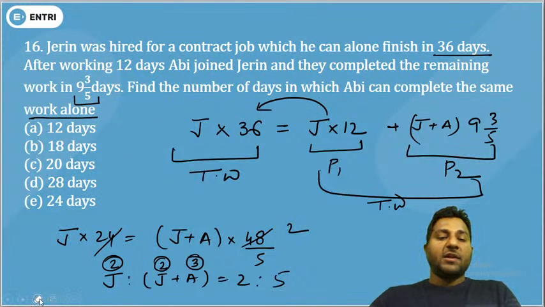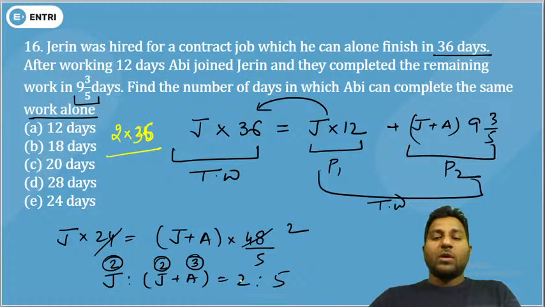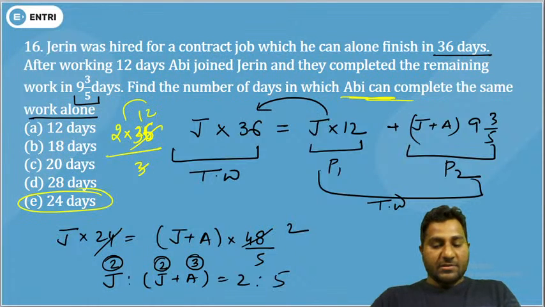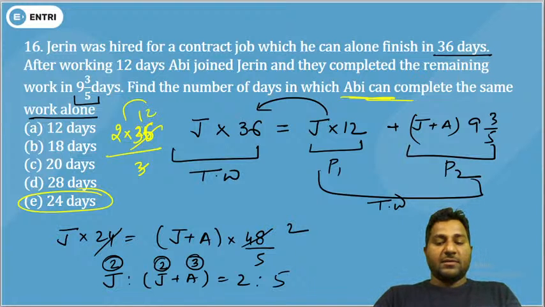Jerin has 2 efficiency, taking 36 days to complete the work. That means 2 into 36 must have been divided with what? They are asking about Abhi completing the same work alone. So Abhi has 3 efficiency. That means 24 days is the answer. Yes, it is the answer.